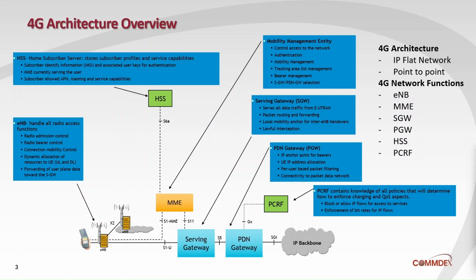Then we have the HSS, the Home Subscriber Server. It is the entity that stores the subscriber profiles and service capabilities. It has information such as the subscriber identity, also known as IMSI, and it has all associated user keys for authentication. It also knows who the serving MME is for the user. It contains information such as subscriber allowed APN, roaming capabilities, and service capabilities.